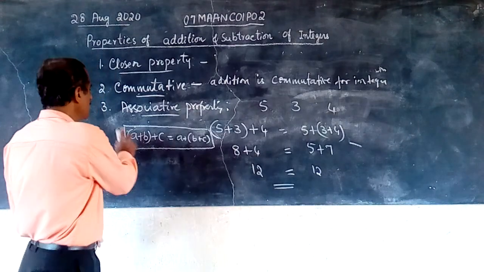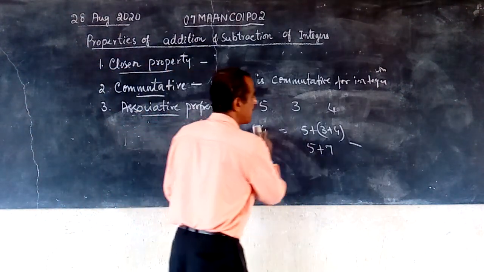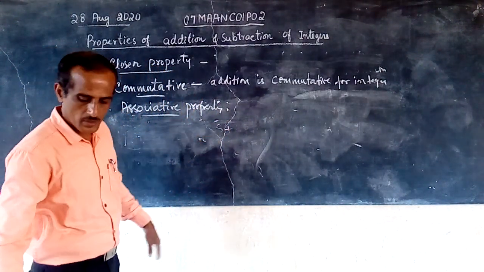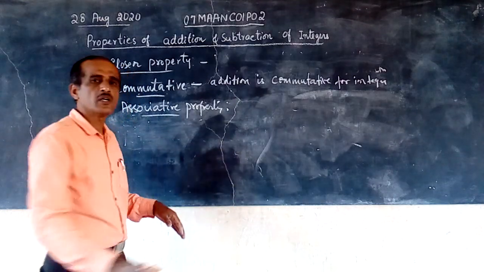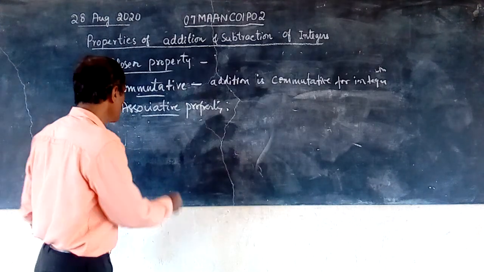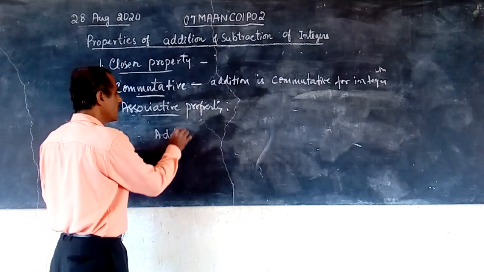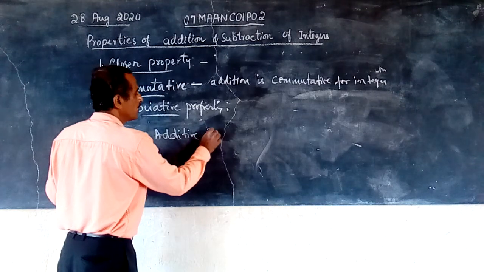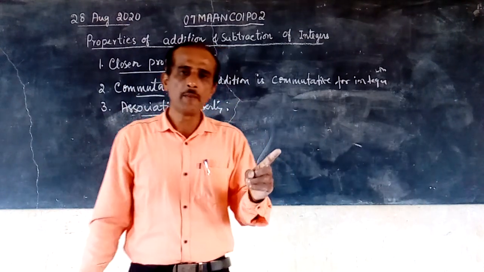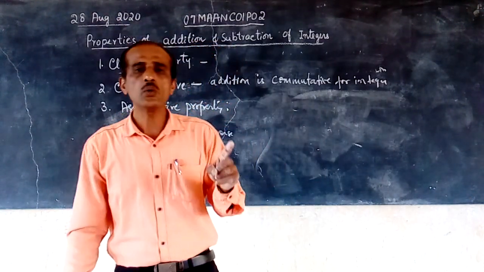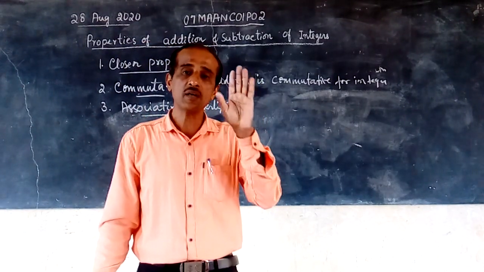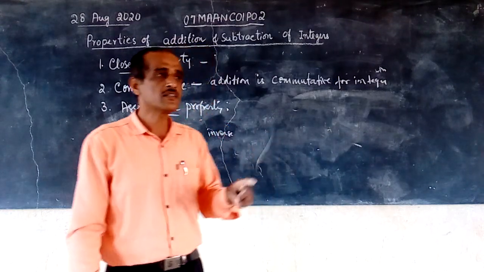Now, additive inverse. What is this additive inverse? If you apply this associative property for negative integers, then also (a plus b) plus c is equal to a plus (b plus c). The same answer comes. Now additive inverse. Additive inverse means if you add a number to a particular integer, the sum should not change. The sum must be that number itself. Then that is called additive inverse.